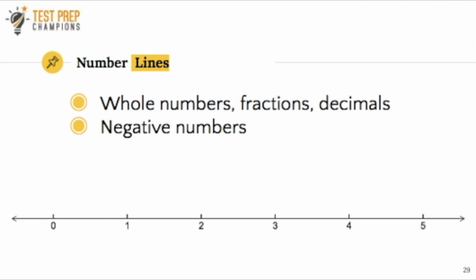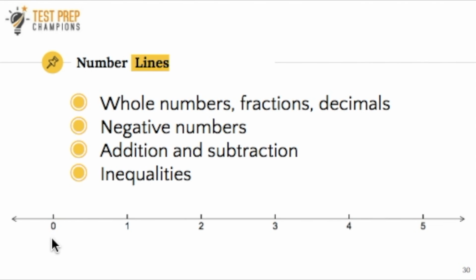So negative numbers are also commonly asked about on a number line. You might be given a negative number, or usually here on this number line I have 0, 1, 2, 3, but you also want to keep in mind that going the other way, really going off screen here, you would also see -1, -2, and so on and so forth. Also, you might be given a number line and asked to do addition and subtraction questions, and inequality questions commonly come up with number lines. So just some other types of questions to keep in mind here.